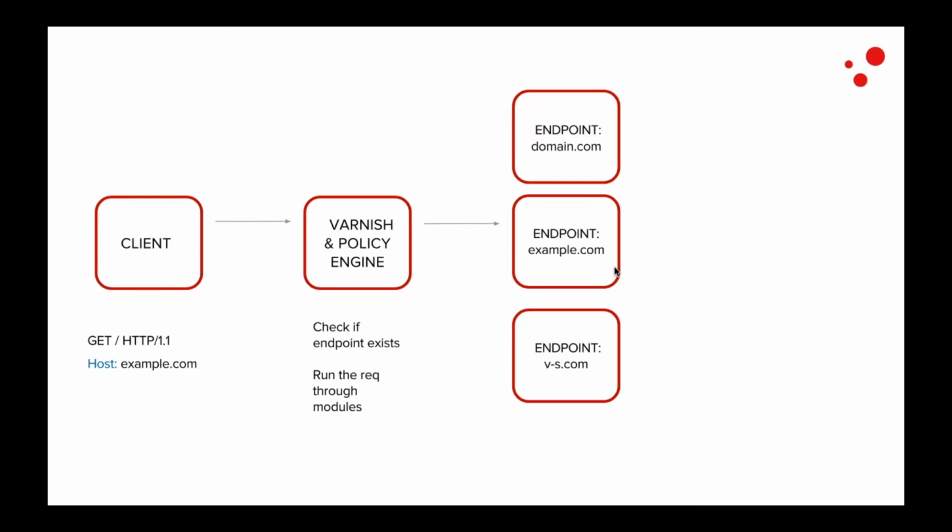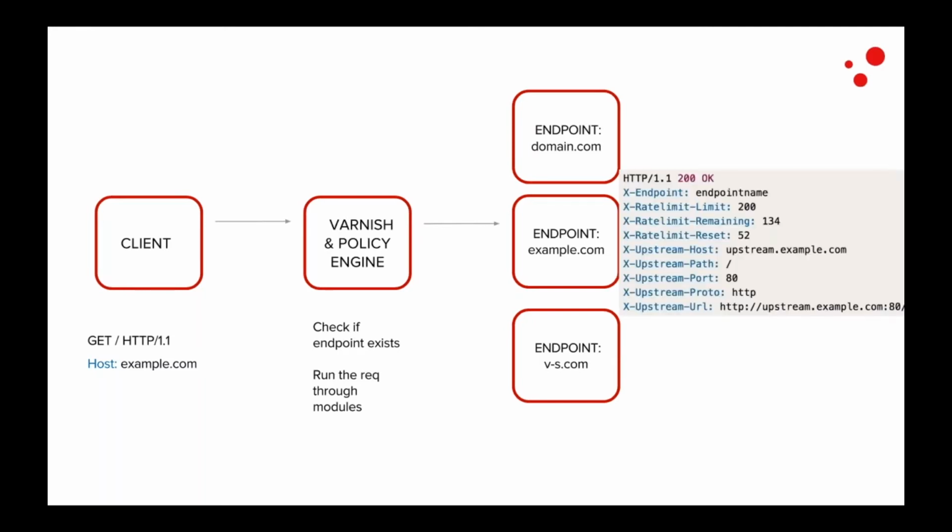Again, think about the newspaper example I provided like 10 minutes ago or something like that. So the endpoint will return with a 200 OK, and it will also add a set of headers such as the name of the endpoint, the rate limit, so it's 200 requests per a certain period. It will add the port, the protocol, the upstream URL, and some other headers if you want to. So the response will be inserted in cache, and the client will in the end have the final reply if he or she is allowed to see that piece of content.